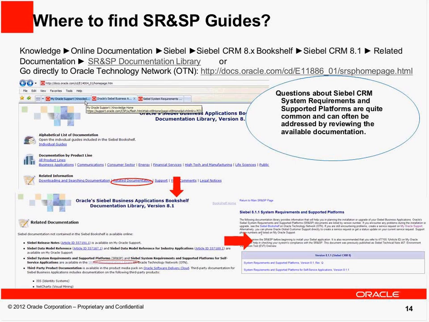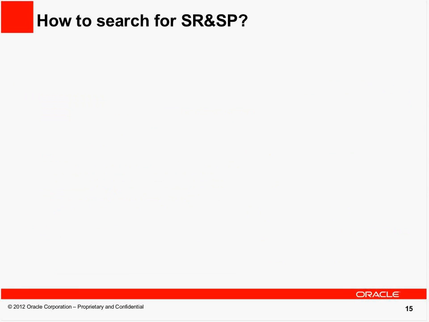You can also go to Oracle Technology Network and access the System Requirements and Supported Platforms homepage, where you'll have links to all System Requirements and Supported Platforms guides for all Siebel versions. I'll demo this in a second.